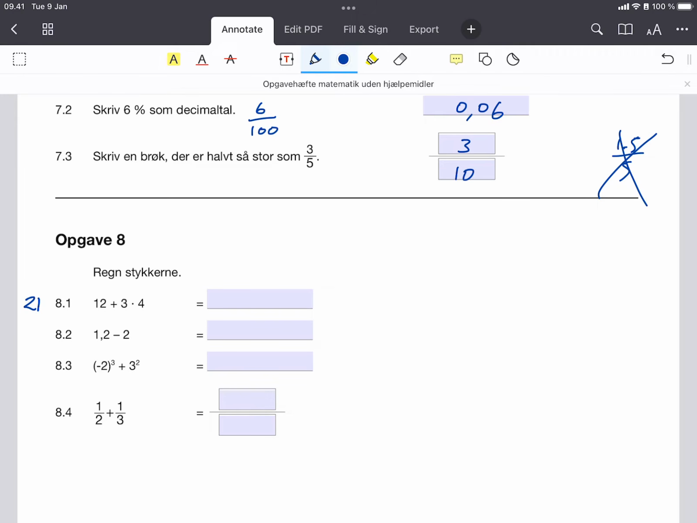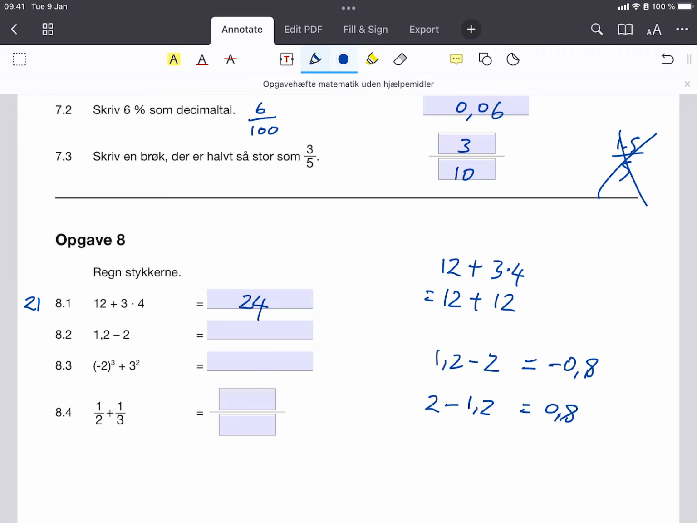Okay, this is just about knowing how to do calculations in the right order. So 12 plus 3 times 4 is 12 plus 12, because you've got to do the multiplication first, and that's 24. 1.2 minus 2. Well, that's going to be a negative number. What I often do in my head is to do the opposite calculation. 2 minus 1.2 in this case would be 0.8. So 1.2 minus 2 would be minus 0.8. You're just flipping the signs over. So minus 0.8 for that one.